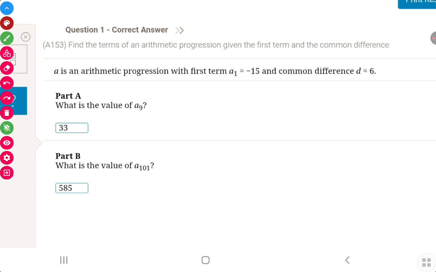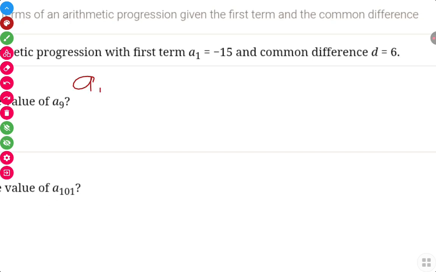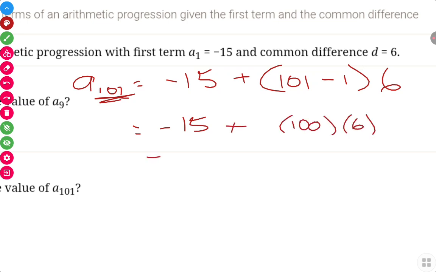Now they want the value of A101. So same way. A101 is equal to A1, which is negative 15, plus n, which is 101, minus 1 times d, which is 6. So negative 15 plus 100 times 6 equal to negative 15 plus 600, which is 585. So A101 is 585.